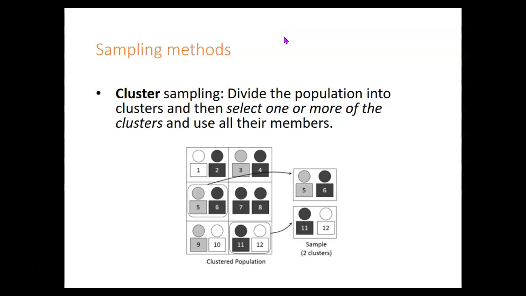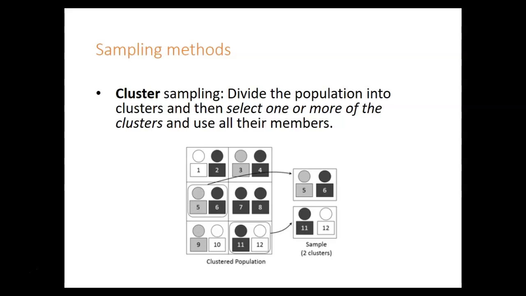And then cluster sampling is where you divide the population into clusters, and then you select one or more of the clusters and you use all their members. So this might be like if your company has a whole bunch of different branch offices in the area, and instead of going to all of them, you just select maybe 1 or 2 or half a dozen of those branch offices and go to those and interview all the employees in each one of those. So those branch offices that you select would be like the clusters.